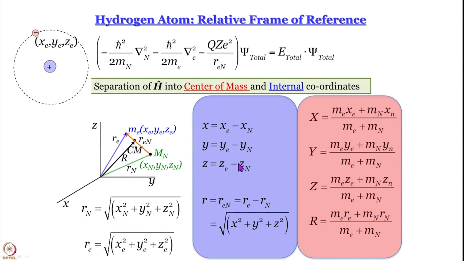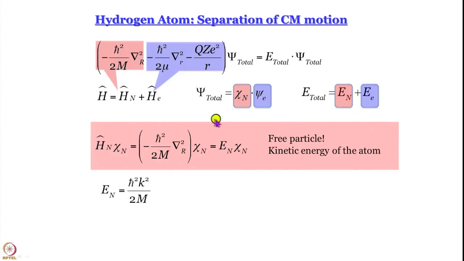And as we had said, when we do that, this is what we get. The first kinetic energy term is minus h cross square divided by 2 capital M. Capital M means the mass of the atom as a whole, the total mass, and this is del R square. This capital R is the position vector of the center of mass. And then the second and third terms are in relative coordinates.